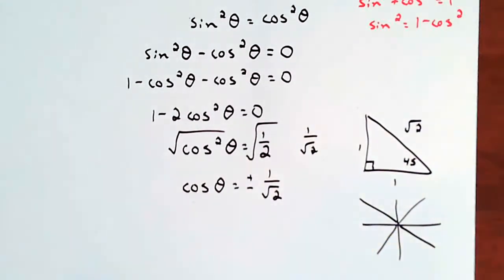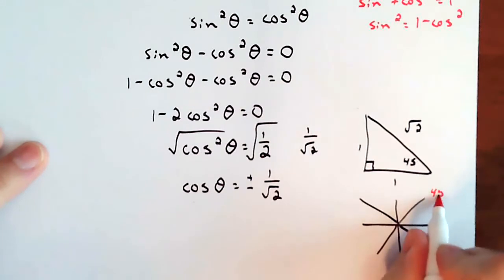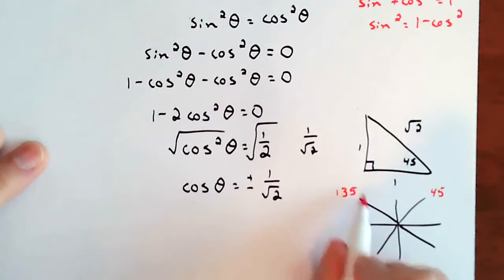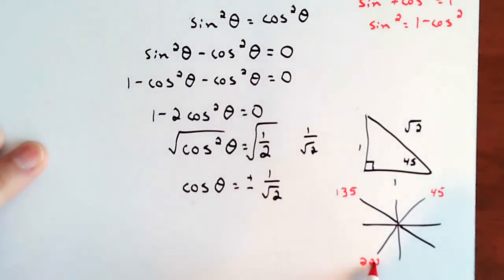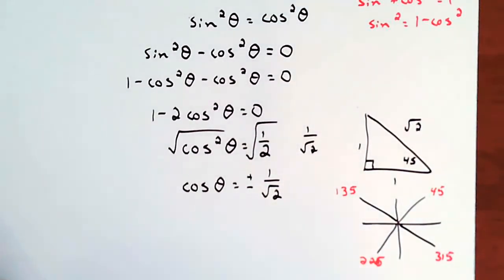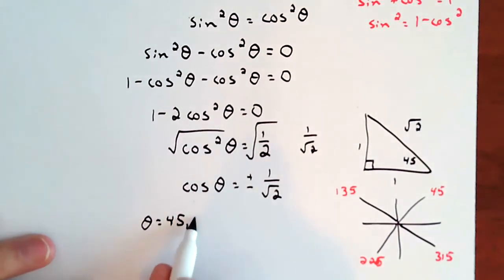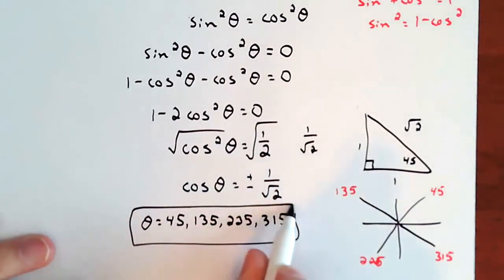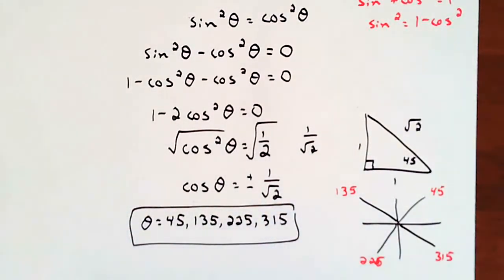Okay, so my answers would be 45, 135, 225, and 315. Okay, so theta is going to be 45, 135, 225, and 315. All right, the last thing I'm going to do is double check that this is right by using a calculator.